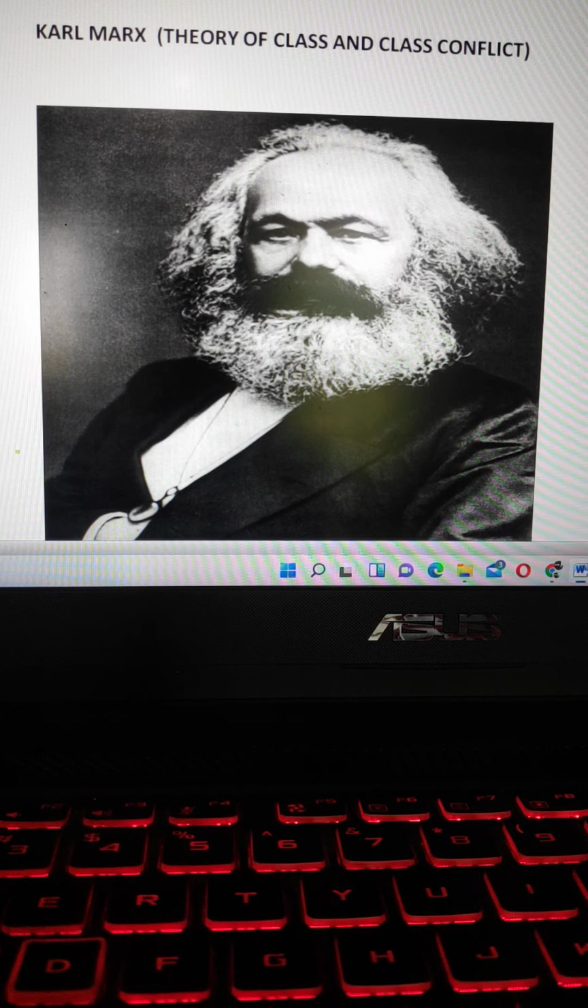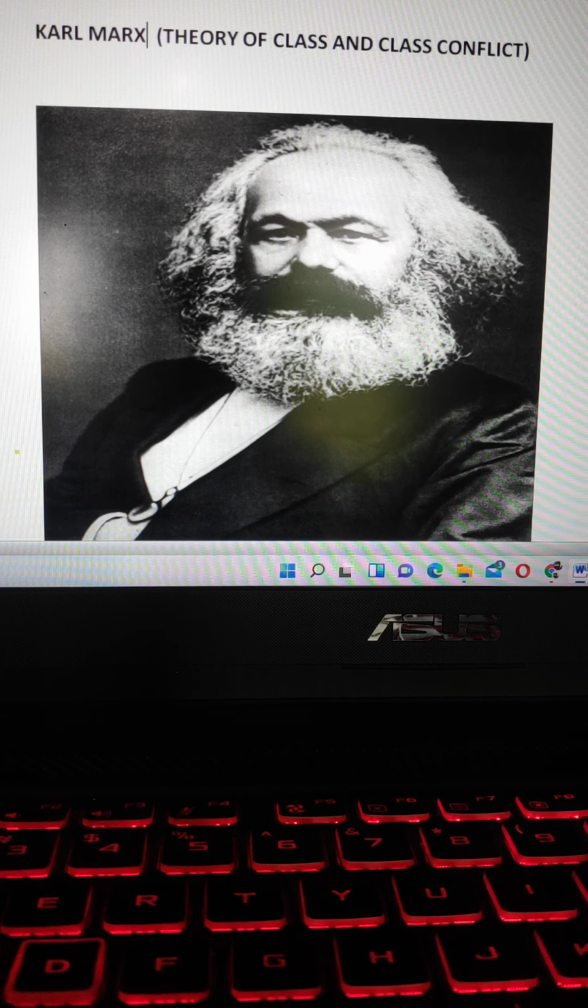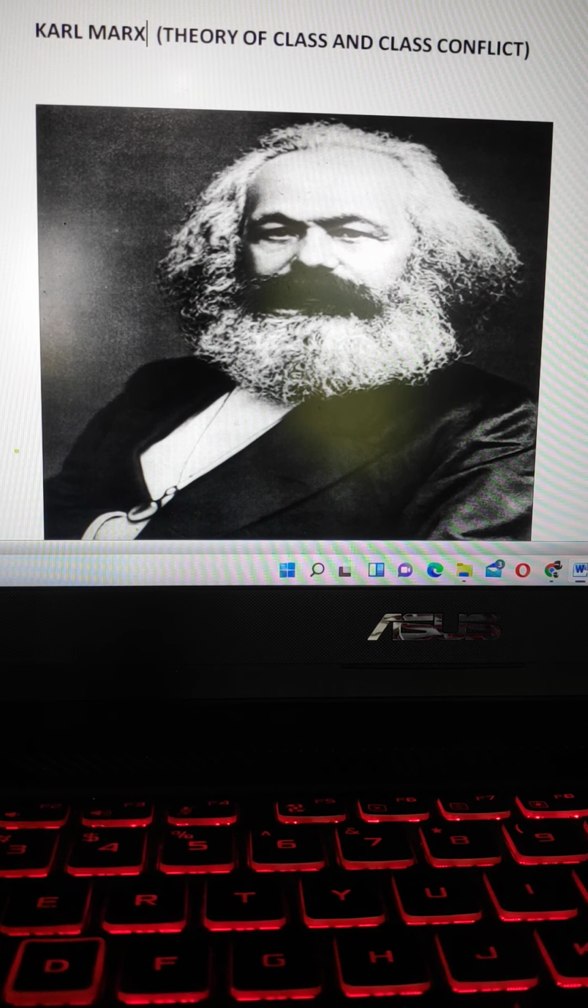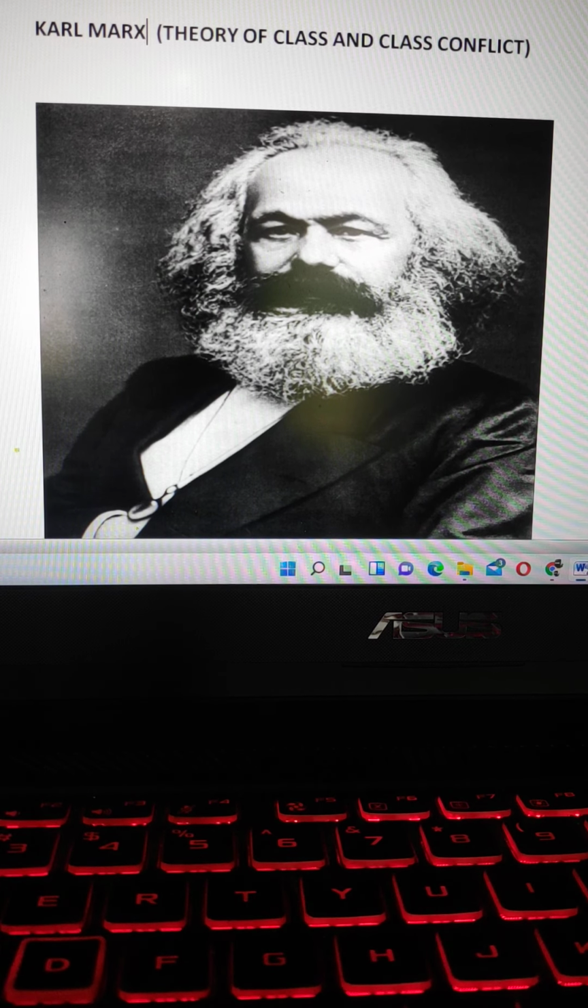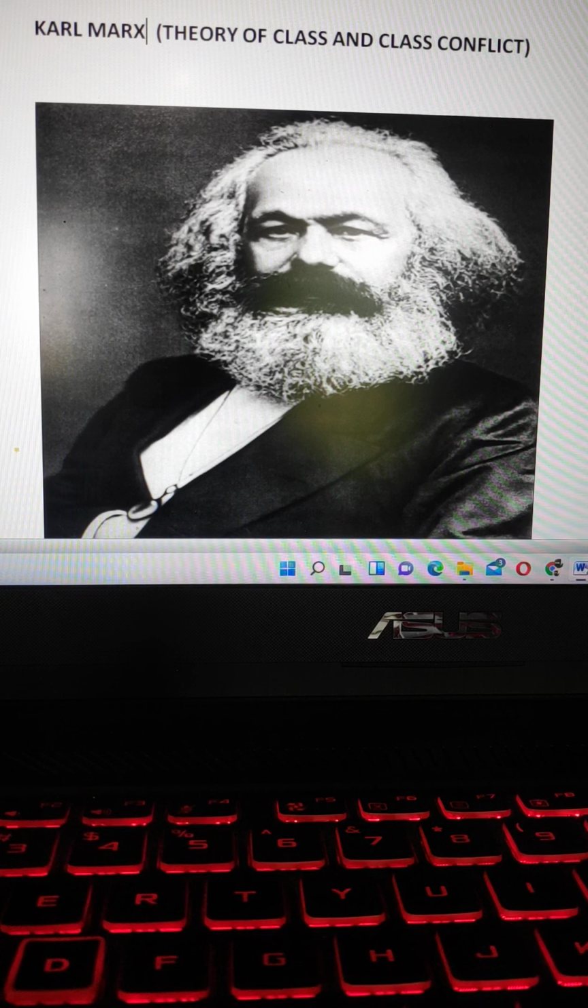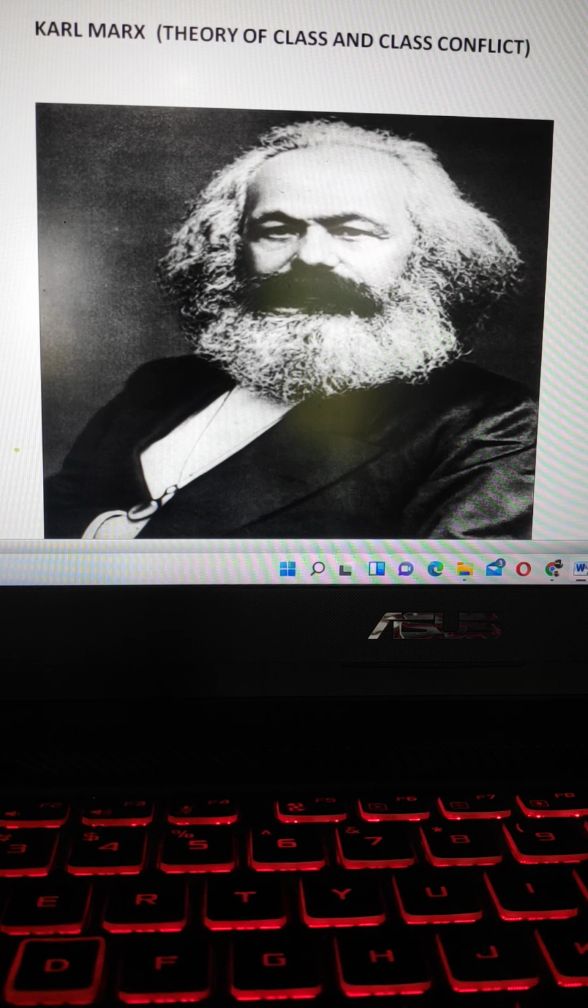Karl Marx's theory of class and class conflict. A social class in Marx's terms is any aggregate of persons who perform the same functions in the organization of production. It is determined not by occupation or income, but by the position an individual occupies and the functions he performs in the process of production.